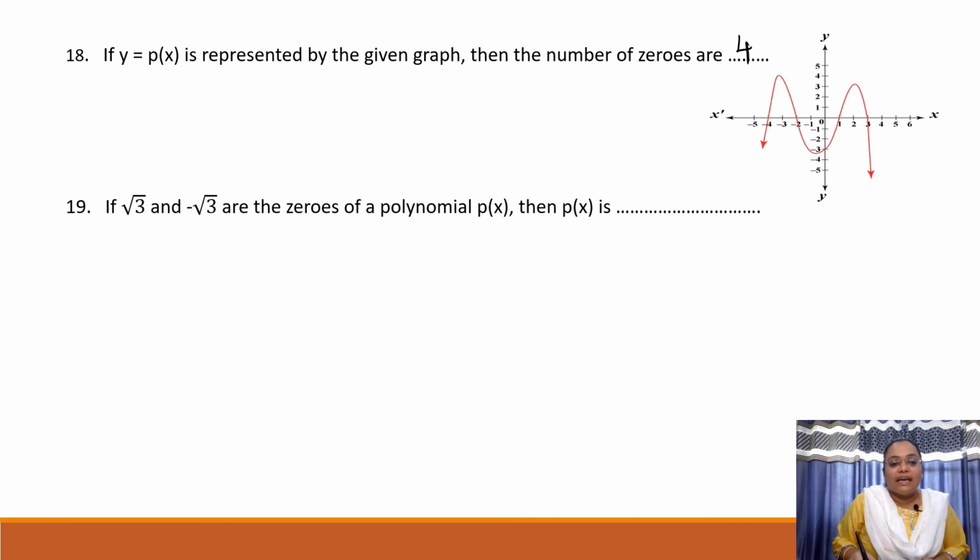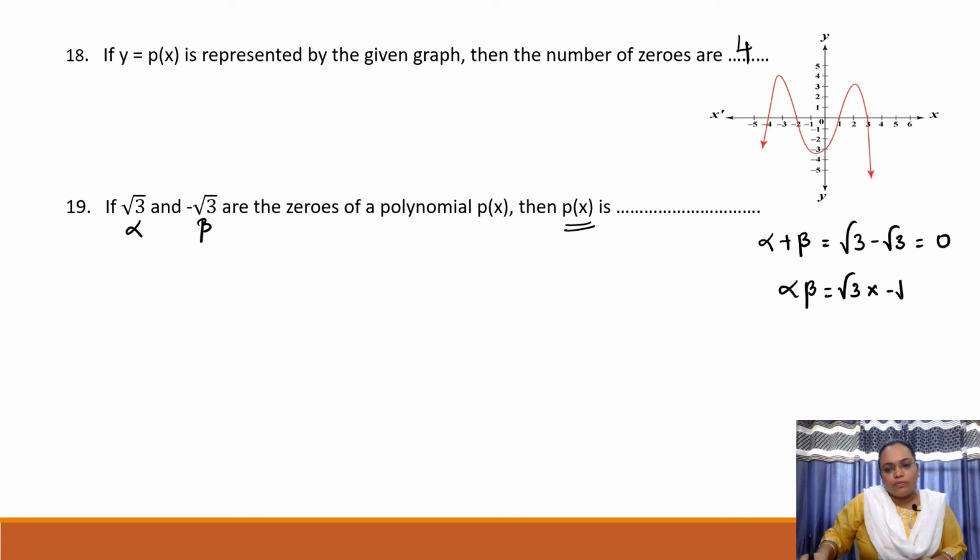So the next one is, if root 3 and minus root 3 are the zeros of the polynomial p of x, then we need to find p of x. Okay, we need to find the polynomial p of x. So we know it is alpha and beta. Now let us find alpha plus beta, which is root 3 minus root 3 is 0. And what is alpha beta? Root 3 into minus root 3 is minus 3.